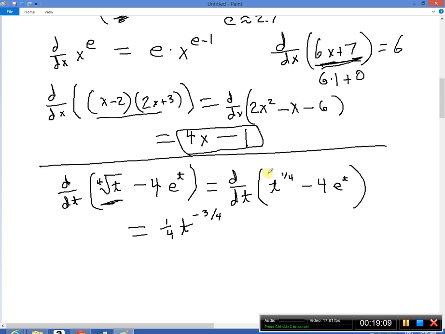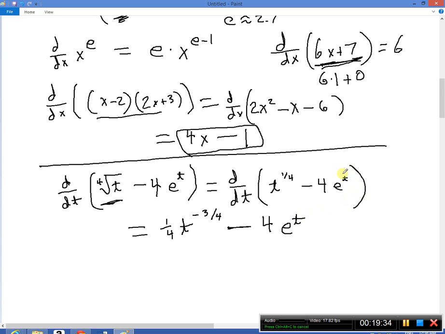Now I have a difference, and there's a rule of derivatives that we talked about that says the derivative of a difference is the difference of the derivatives. So I get a minus. Now I need the derivative of 4e to the t. The 4 sits there while I take the derivative of e to the t, and e to the t is an exponential function. So the derivative of e to the t is e to the t back at you, not t e to the t minus 1.